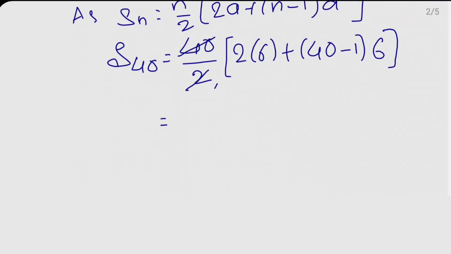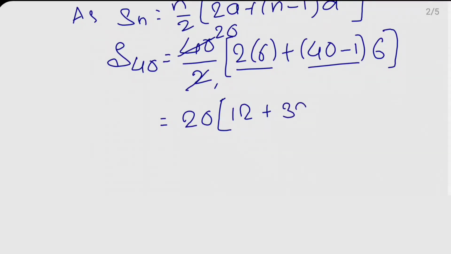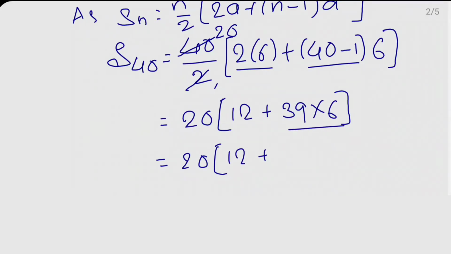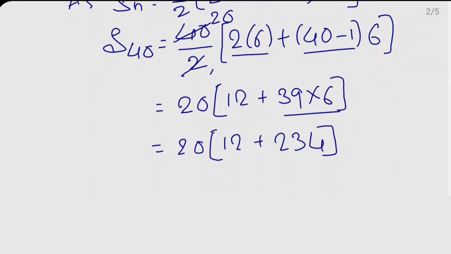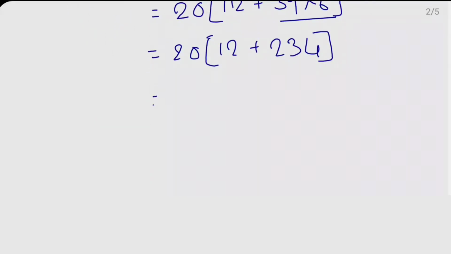So now 2 ones are 2, 20s are 40. So here we got 20 in a bracket. 2 into 6 is 12, plus 40 minus 1 is 39 into 6. Any doubt? So now 20 as it is. So here 12 also as it is, plus 39 into 6, 234.